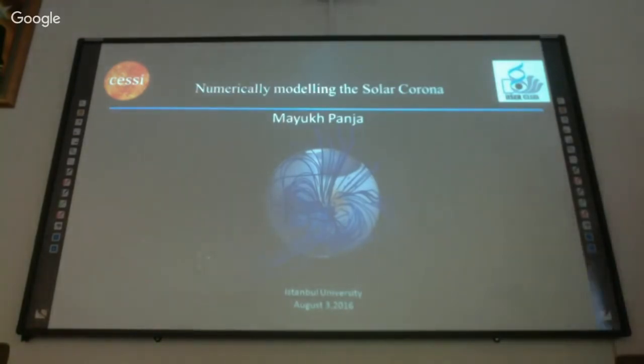For people who do not know what the solar corona is, the corona is similar to the atmosphere of the sun. On the surface of the sun, you have magnetic structures called sunspots, and there are magnetic loops which connect these sunspots. I'm interested in the magnetic part of the solar corona. This image is from one of my simulations.